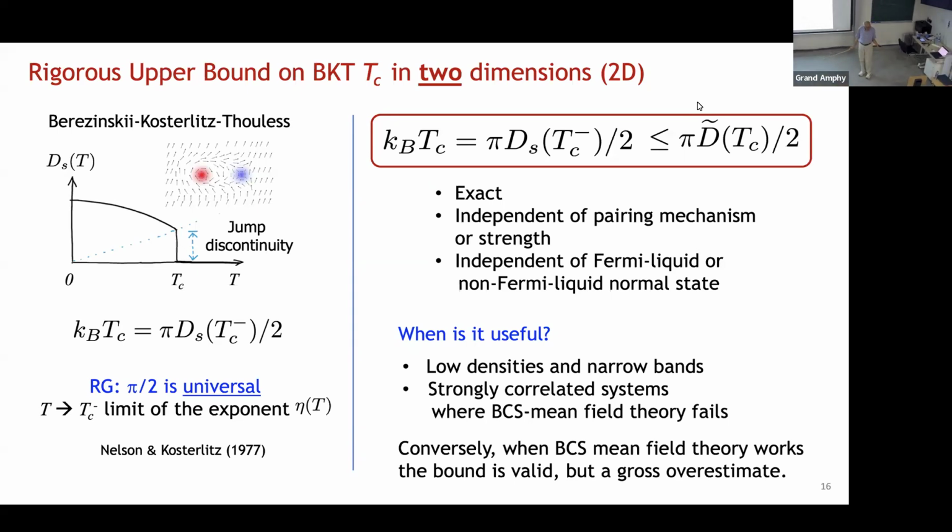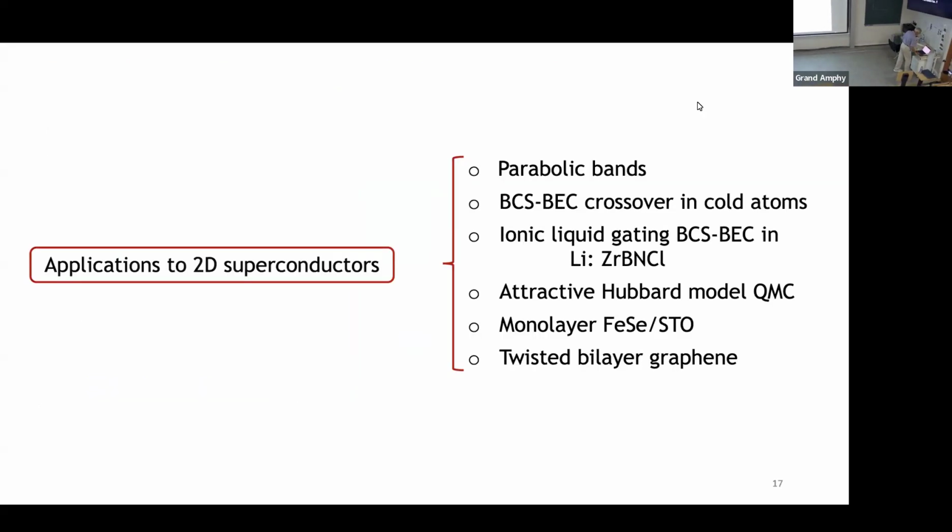And where mean field theory works, which it does for many systems, this is still a true result because it's an inequality which is exact, but it's pretty useless. Okay? So let's try to understand that in detail. To understand this, we will go over a series of stress tests of this inequality, from parabolic bands to cold atoms to lithium-doped zirconium nitride chloride, iron selenide, and twisted bilayer graphene. Let's just go through it.